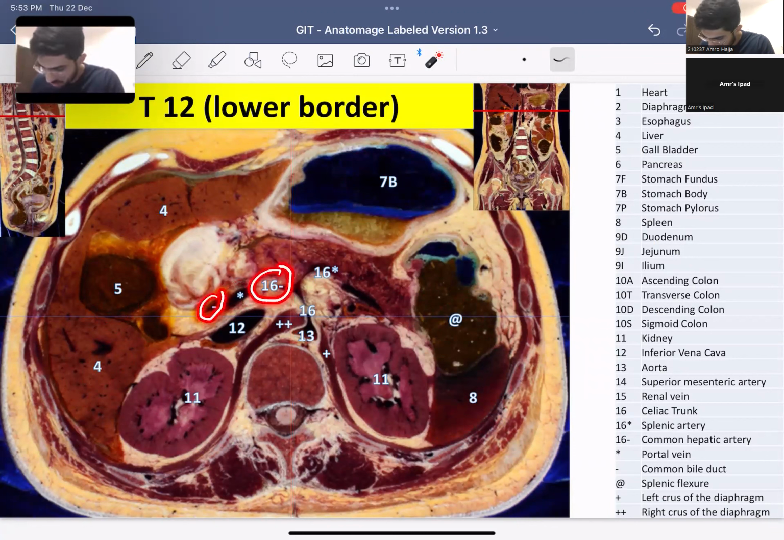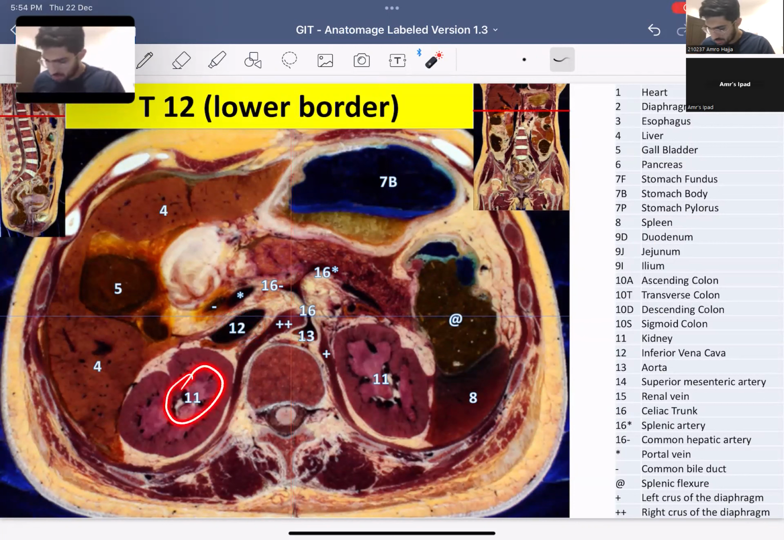Okay, so bile duct, common bile duct, portal vein, and lastly the common hepatic artery. Now here we have the splenic artery that's going all the way there. So here we have the splenic artery, which is basically this one that's going to be 16. Now going here, we have the inferior vena cava.